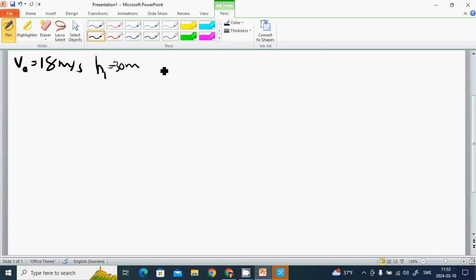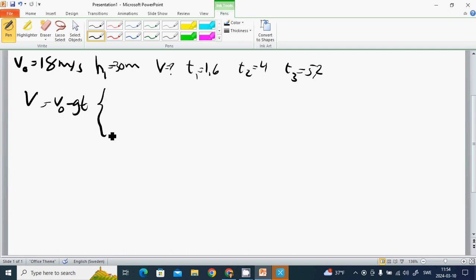We need to know the velocity V at T1 equals 1.6, T2 equals 4, and T3 equals 5.2. We know that V equals V0 minus GT, and we have 18 minus, we can take G as 10.